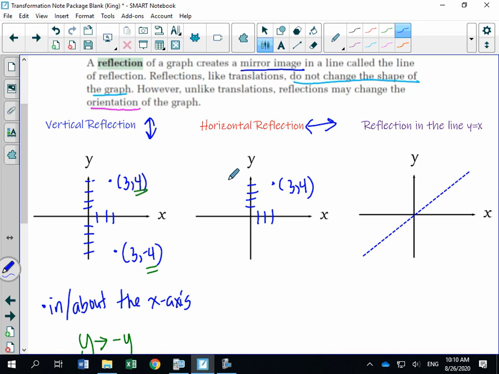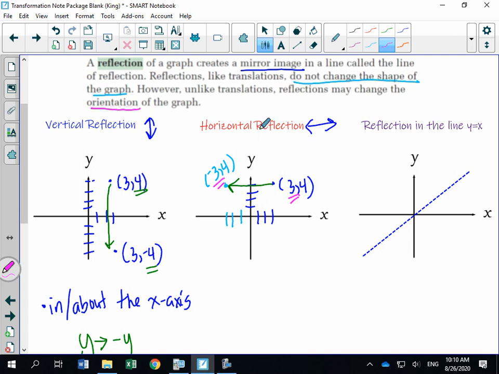That would be a horizontal reflection, right? That's a left-right move. So what do you think, which coordinate is going to become negative? The 3 or the 4? And if this is my mirror line, it becomes -3, comma 4. So if I'm just moving this point over here, if I'm moving that point over there, my new point is -3. The y value does not change. -3, comma 4. So with a horizontal reflection, it is the x value that changes.